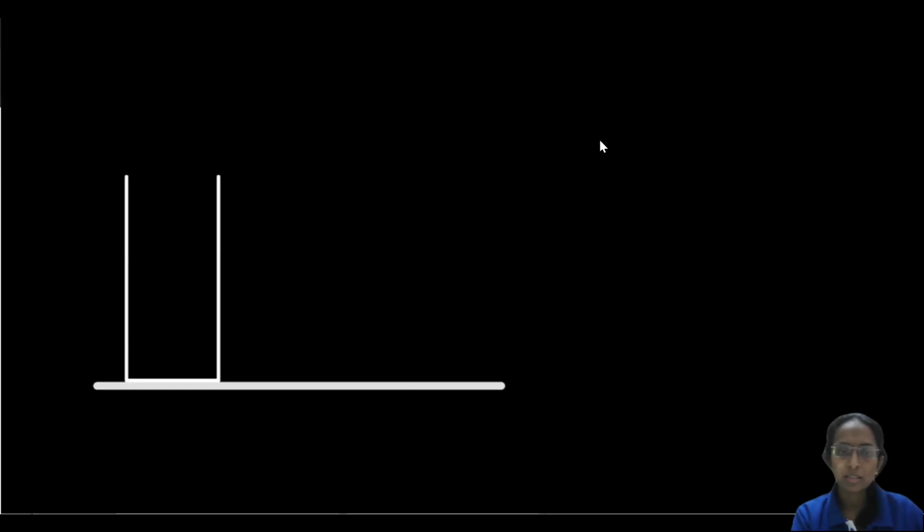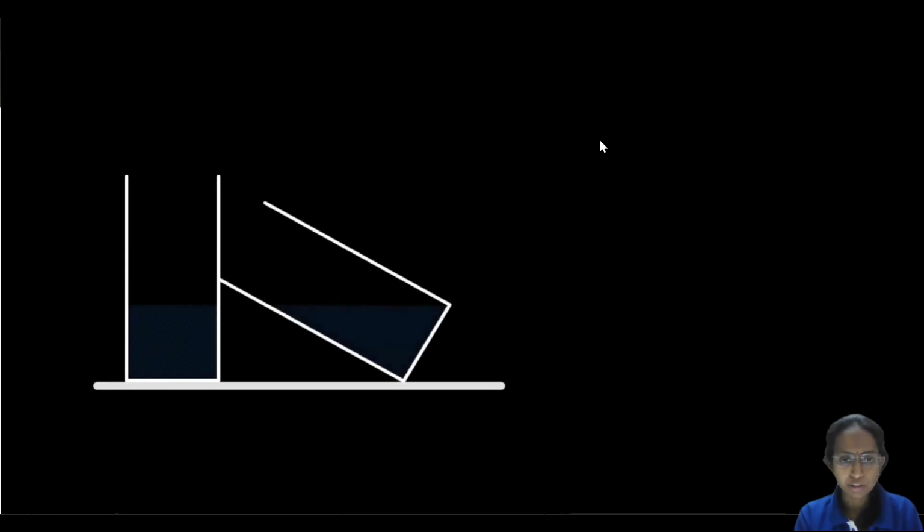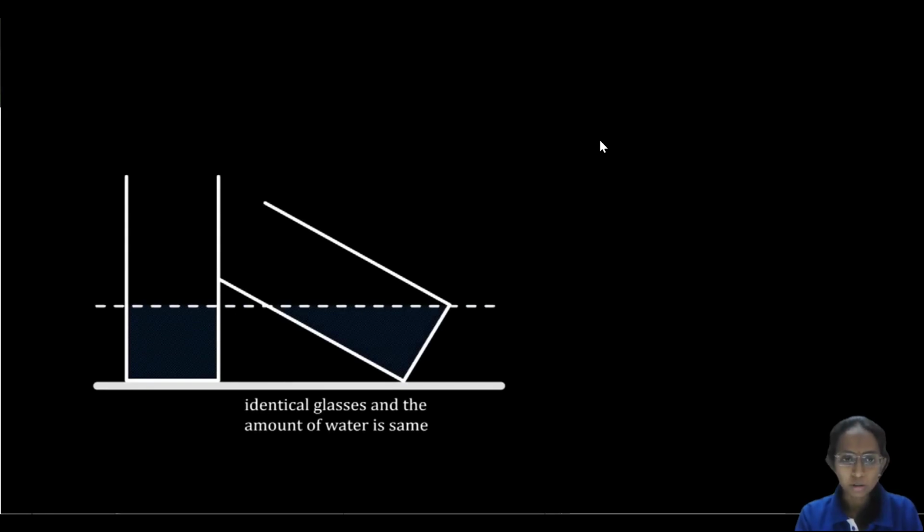Hello students, let us take a fun-based question from Olympiad. In this question, there is a glass cylinder having water up to a particular height. Then another identical glass is lying tilted over it and having the same amount of water. Also, the height of the water is the same when it is tilted over it.